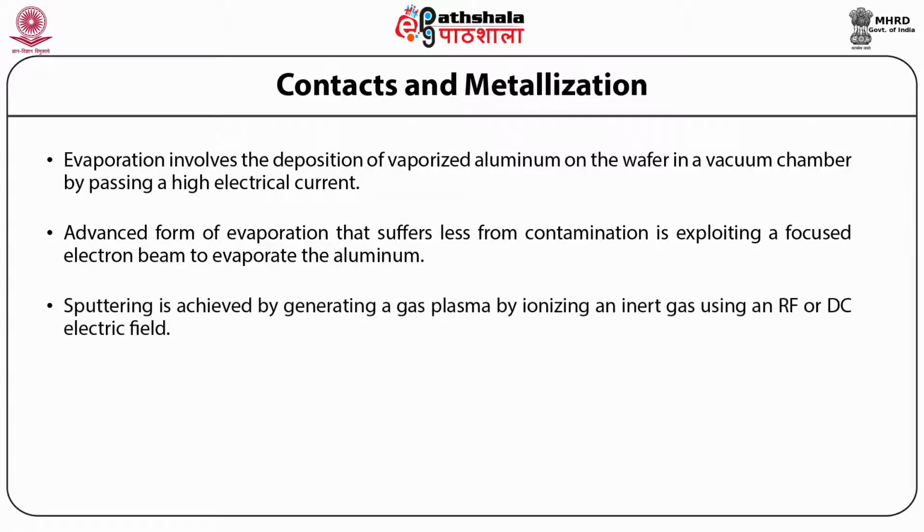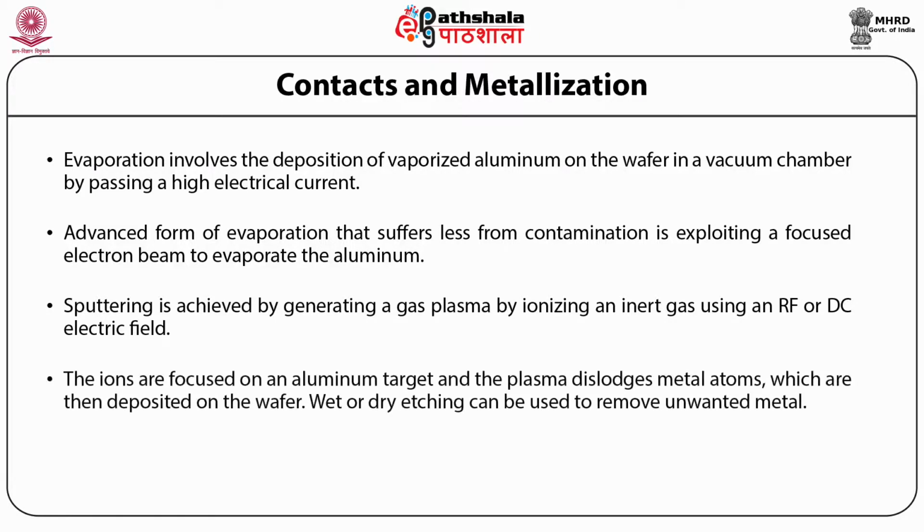Sputtering is achieved by generating a gas plasma by ionizing an inert gas using an RF or DC electric field. The ions are focused on the aluminium target and the plasma dislodges metal atoms which are then deposited on the wafer. Wet or dry etching can be used to remove unwanted metal.